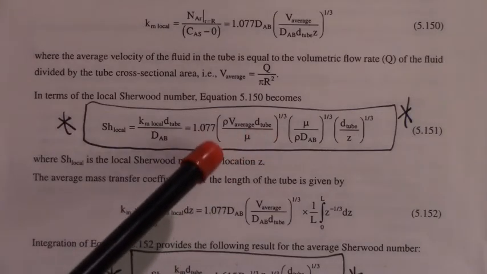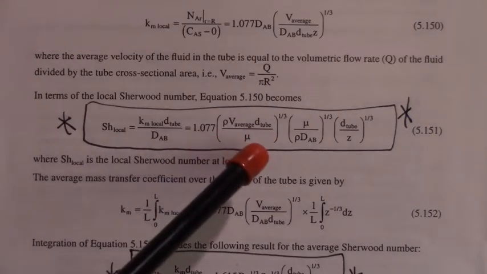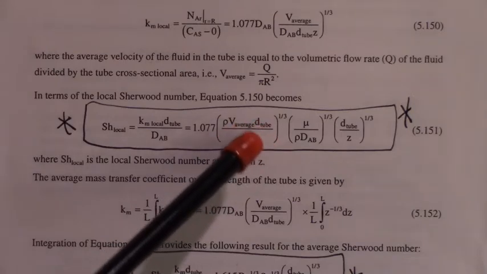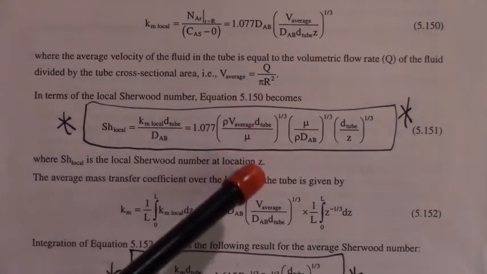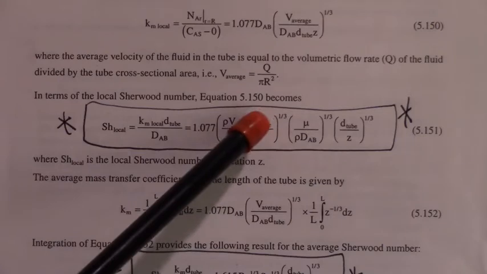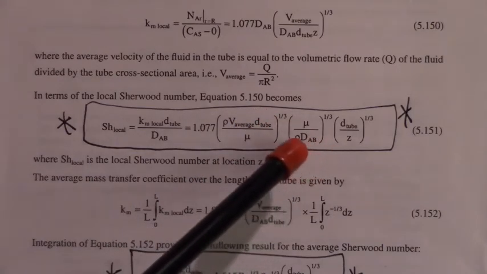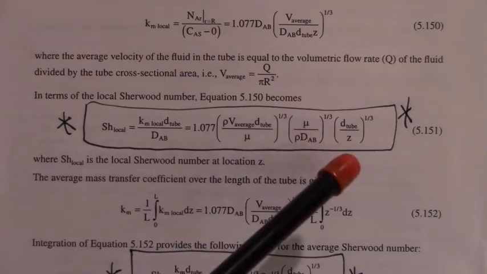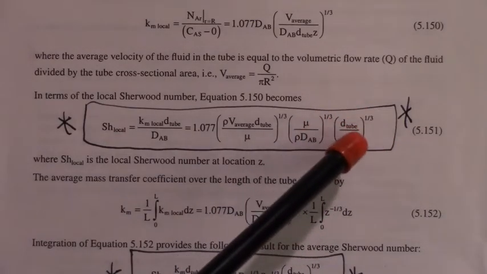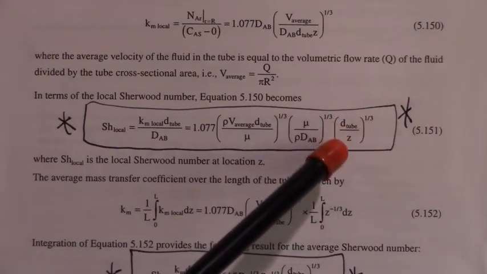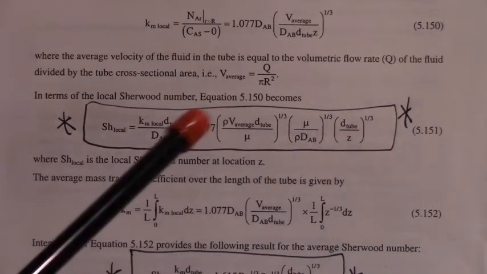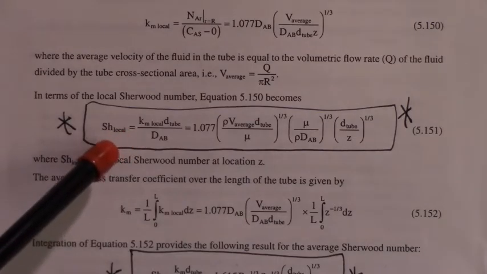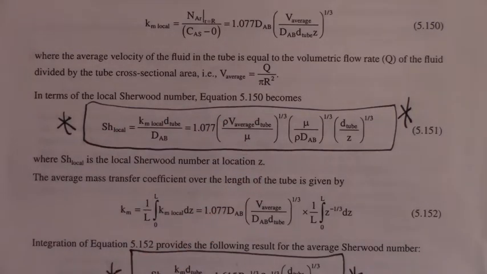And you can see that the local Sherwood number is a constant times the Reynolds number. This term right there is the Reynolds number. Note that the power in this case is to the 1/3 power. The Schmidt number once again naturally pops up, and it's to the 1/3 power. And then we have a term here also to the 1/3 power, which is the ratio of the diameter of the tube to your downstream position Z. So that's the position dependence, and that's what makes the Sherwood number local.